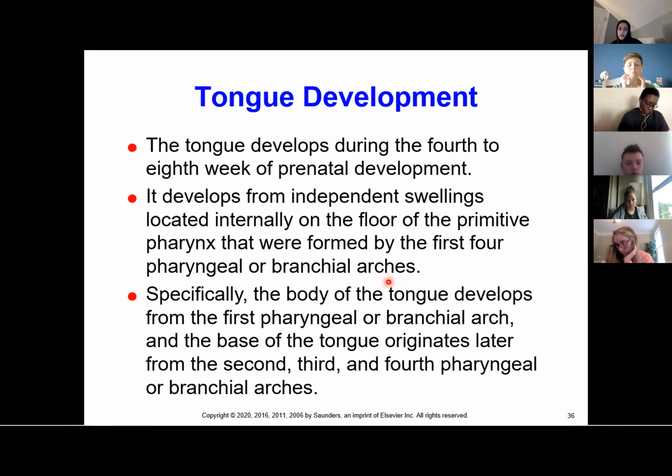tongue. Whereas the base of the tongue is more, and I think when we're finished with these slides, I'll go back to that other one, because I think there's one where you actually get to see the tongue develop, which I thought was kind of cool, on that little book that I sent you guys.